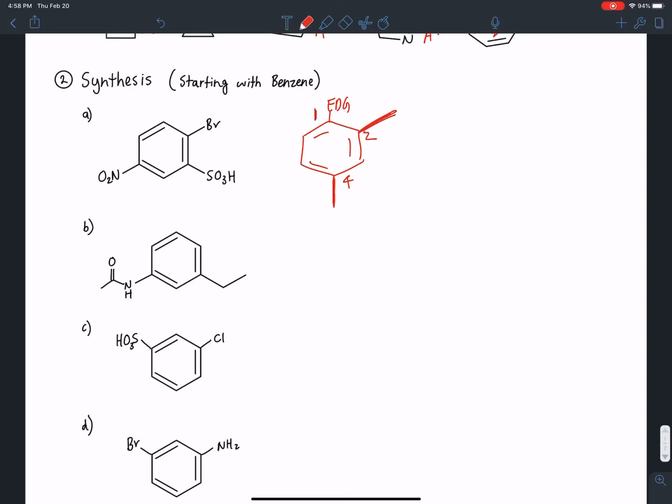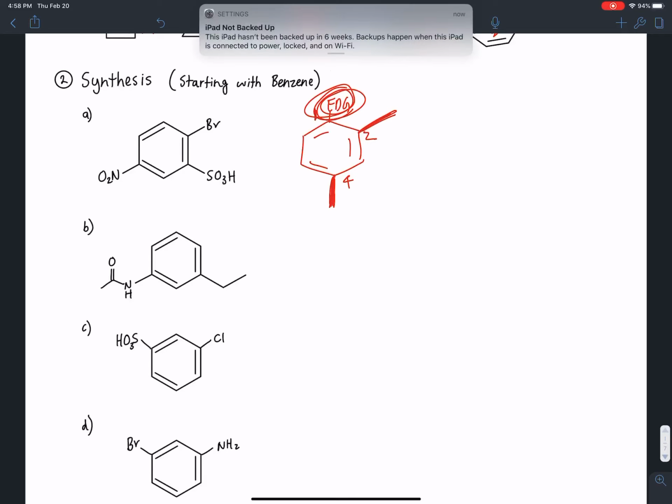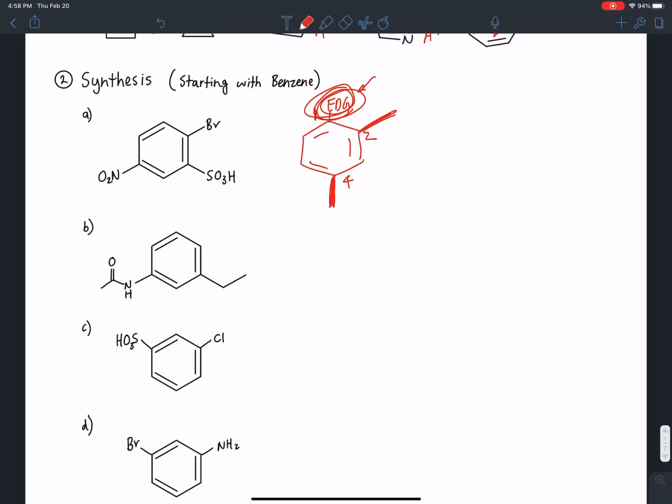So we need to put an electron donating group, add something to this spot, but still have this be the better activator, and then add something to this spot. So let's try to do something like that. Looking at this, we can see this is the 1, 2, 4 spot. So I probably want to add my Br first. Then I can add my NO2 and SO3H. And that's what we're going to do.